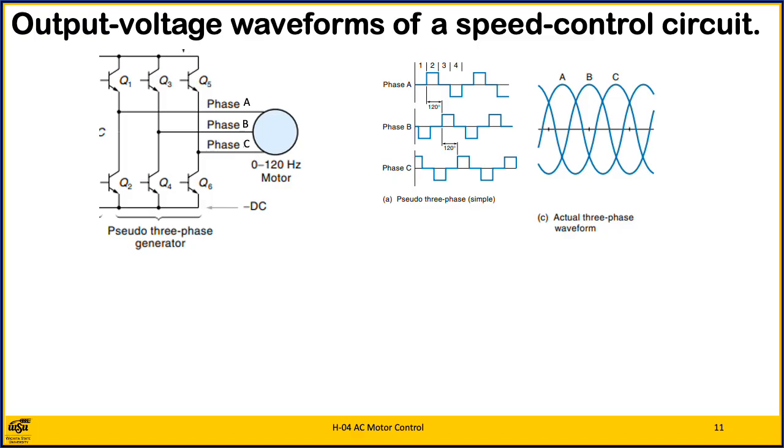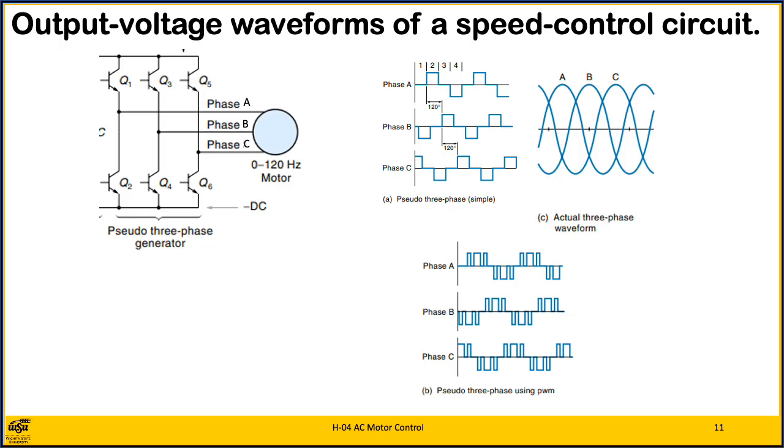Clearly, the apparent frequency of the output is determined by how fast transistors Q1 to Q6 are sequenced, which is typically in the range of 5 to 120 Hz. To help visualize the 3-phase action, compare the phases A, B, and C in figure A with phases A, B, and C in the traditional 3-phase diagram, figure C. A better pseudo-AC waveform can be created by using pulse width modulation, as shown in figure B.